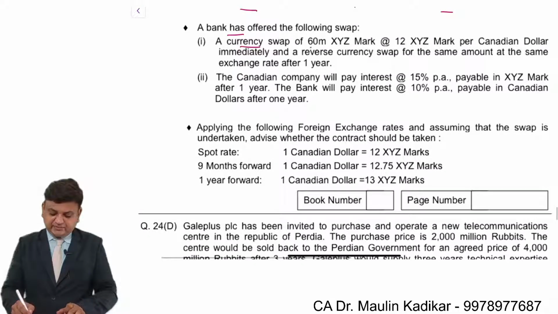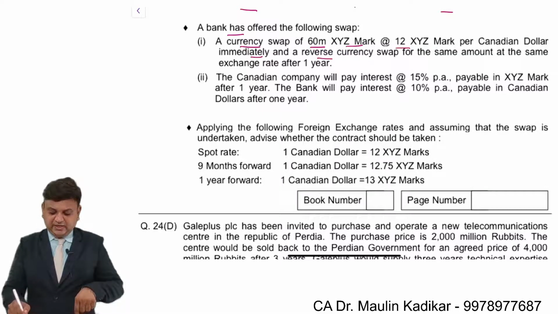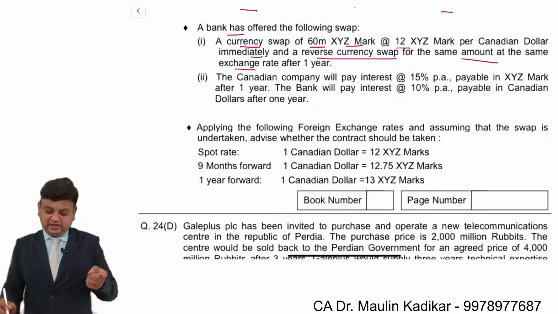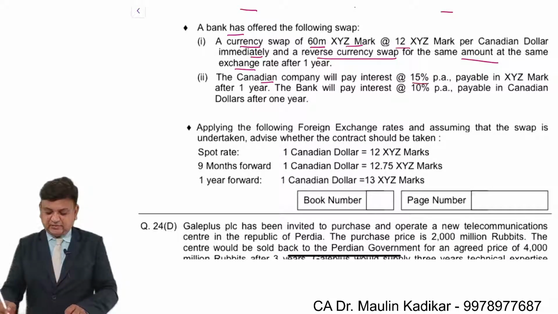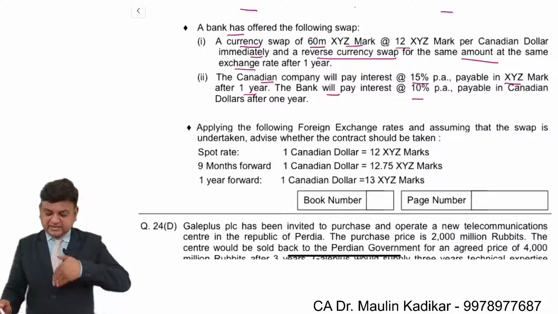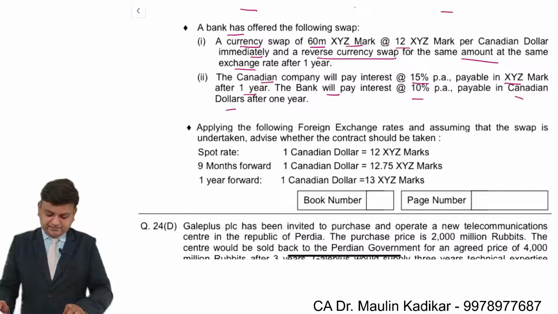The bank has offered the following swap. A currency swap of 60 million XYZ mark at the rate of 12 XYZ mark per Canadian dollar immediately, and a reverse currency swap of the same amount at the same rate after 1 year. The Canadian company will pay interest at the rate of 15% payable in XYZ mark after 1 year. The bank will pay interest at the rate of 10% payable in Canadian dollar after 1 year.